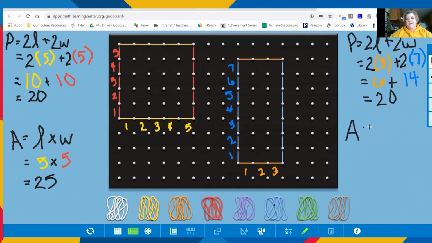Area, remember our formula is length times width. And our length, we said, was 3. So our length was 3 times our width, which we determined was 7. 3 times 7, boys and girls. Excellent. 21. So this rectangle has a perimeter of 20 and an area of 21.